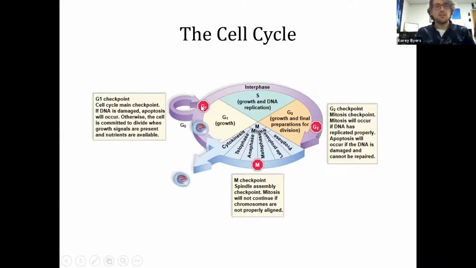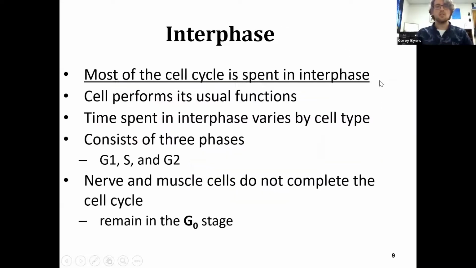During the cell cycle, there are these checkpoints where the cell can stop and make sure everything is where it's supposed to be, make sure everything is lined up, make sure we have enough DNA. Those checkpoints are controlled by signals and cyclins. Again, interphase is where the cell spends most of its time. It's performing its usual functions, but it's going through those G1, S, and G2 phases.